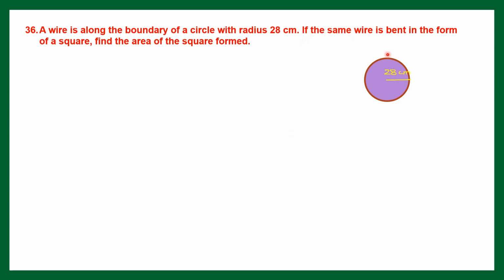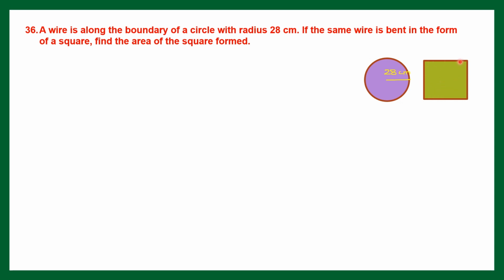If the same wire, that is this maroon color wire, is bent in the form of a square. Okay, so we're going to use that same wire and make it in the form of a square, and we get this. Now we have to find the area of the square formed. So this wire has enclosed a space inside, isn't it? So this space is the area, and we have to find the area of this square that is formed.